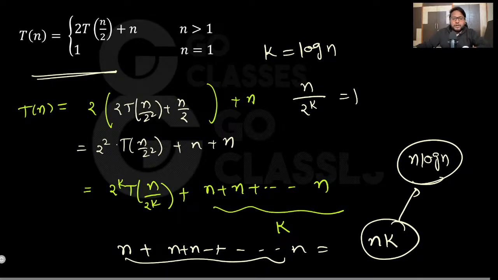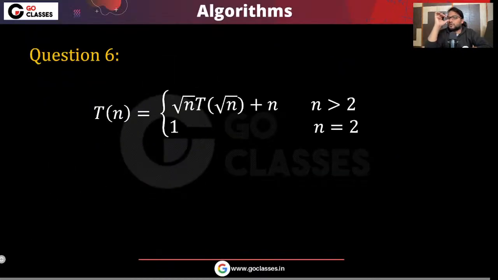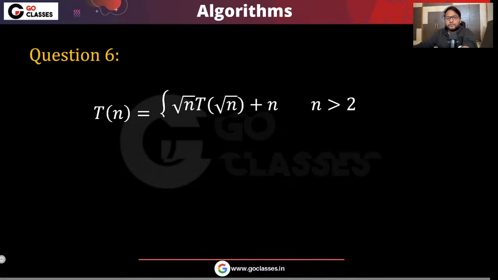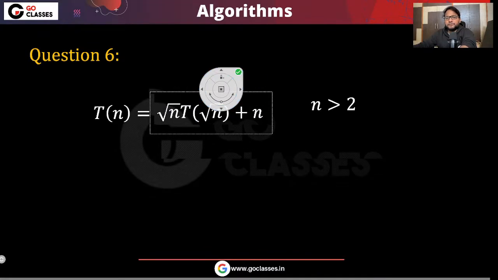Okay, now let's just solve the next question. This is question number 6. This is a little interesting. We will be solving these kinds of questions using other methods also, but for now let's just use the repeated substitution. Can you try this question? See, here they are saying Tn is this. Now can you tell me how to use a repeated substitution here?